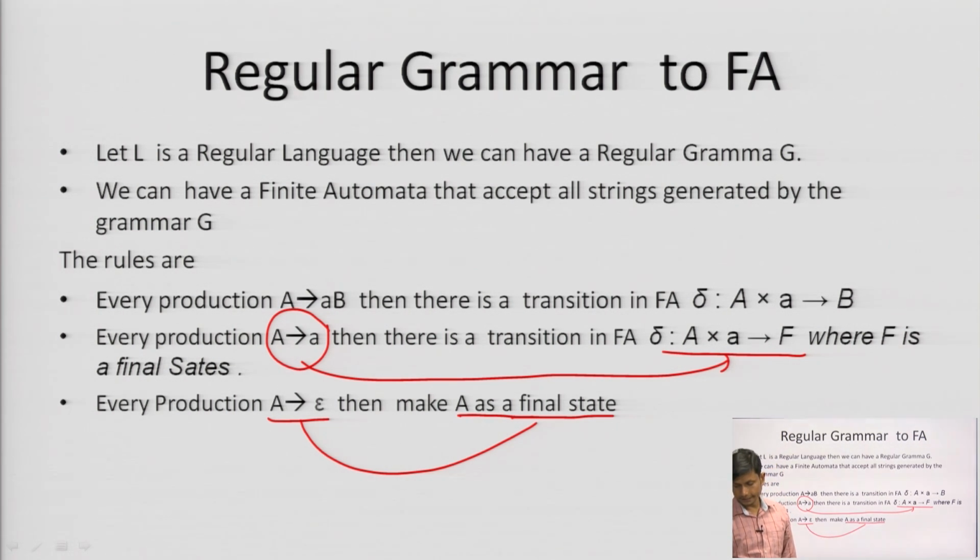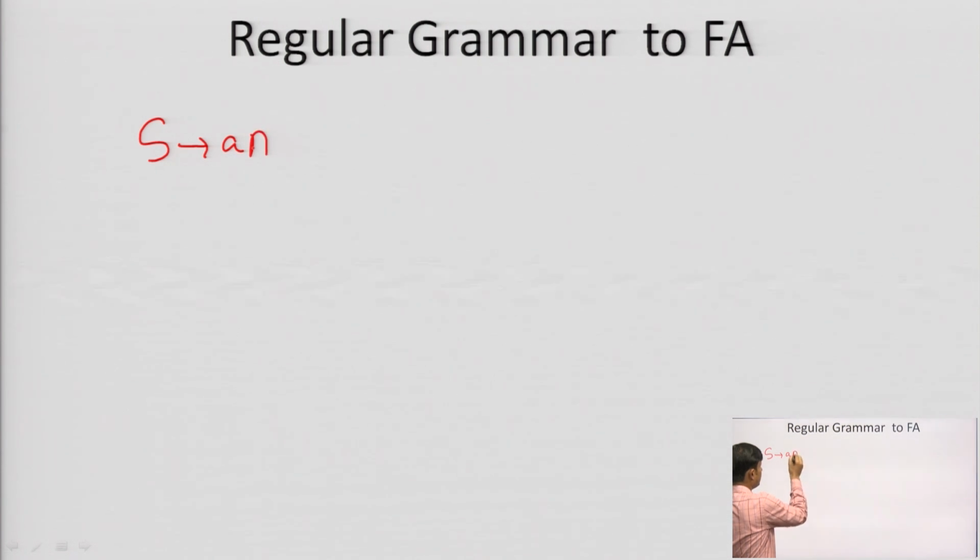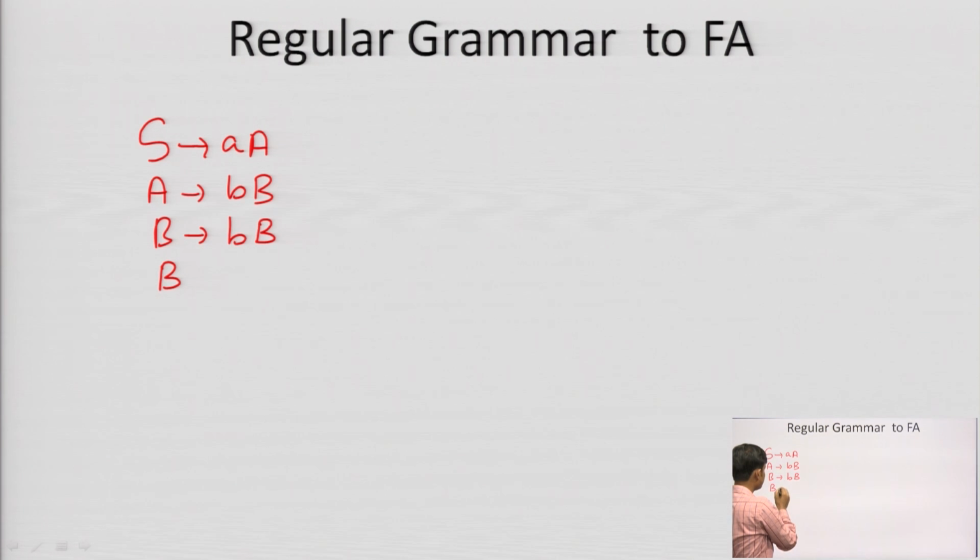So, let us take an example and check how this is converted to finite automata. Suppose one regular grammar is given. Here I have taken a grammar; you can see this is a regular grammar, a right linear regular grammar. S to AA, A to BB, B to BB and B to epsilon. So, let us take this grammar.